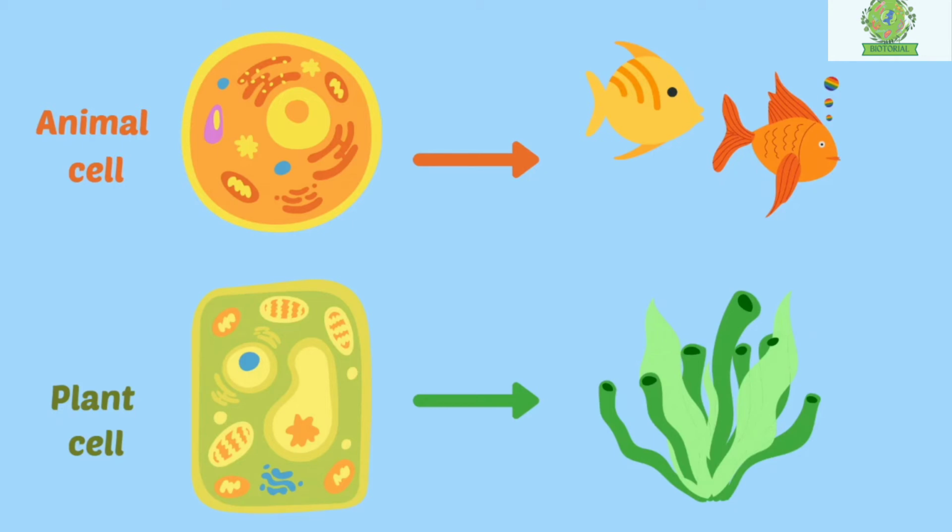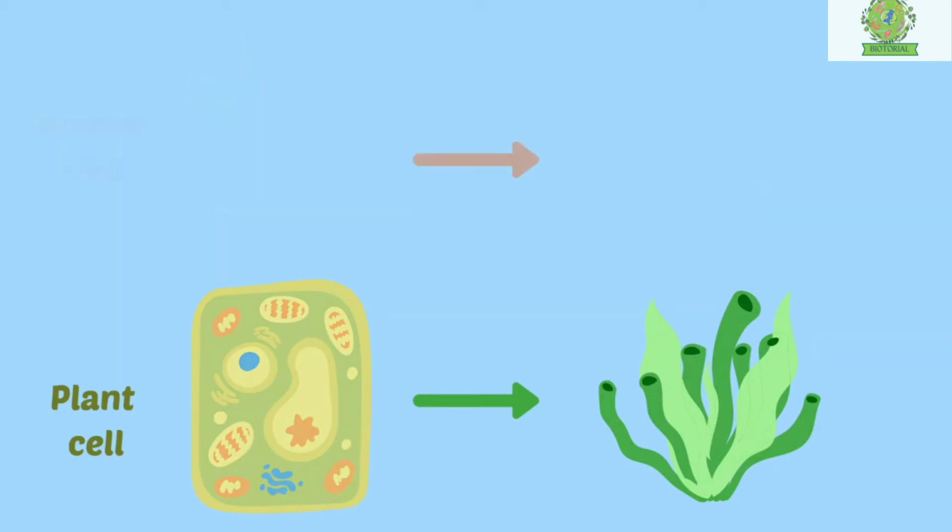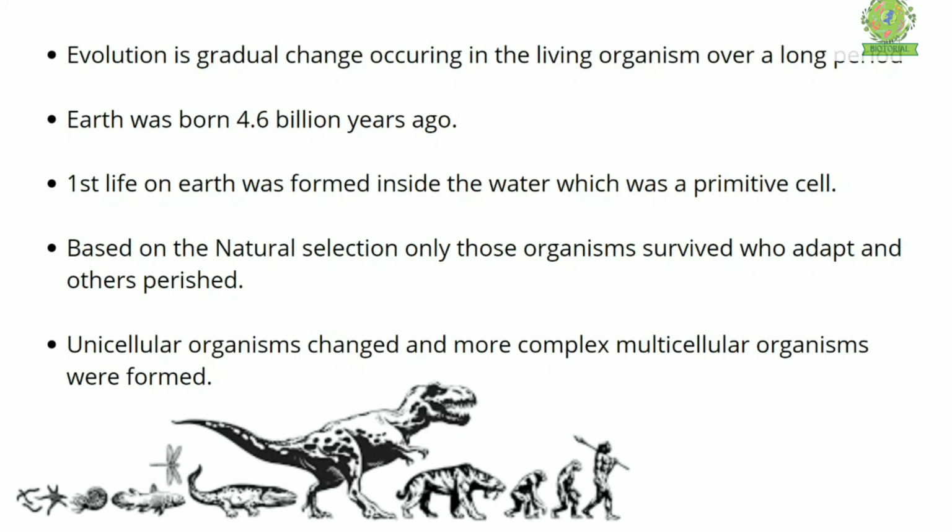And now in this present world, we see that we are surrounded by thousands and thousands of varieties of species and organisms, and we also see so much variation in the structure and function of these organisms. And that is why we can also conclude that evolution is a gradual change occurring in living organisms over a long period of time.